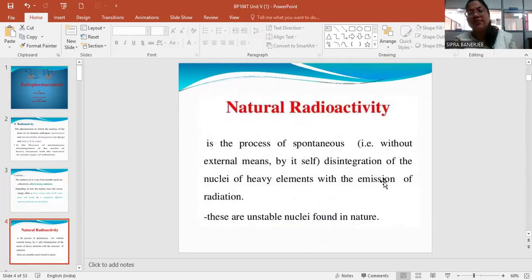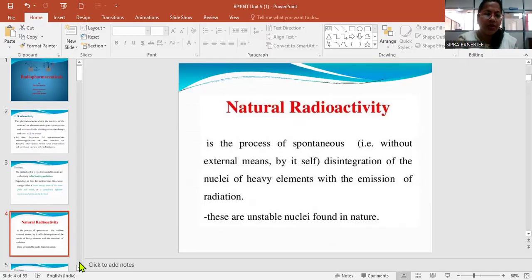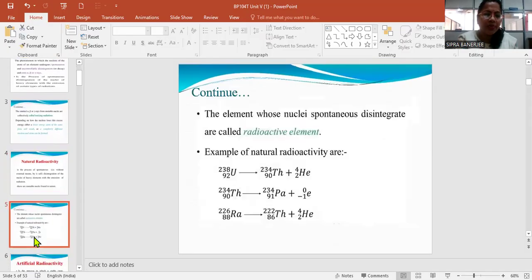So I'm going to the natural activity. Radioactivity is classified into two categories: one is natural radioactivity, one is artificial radioactivity. Natural radioactivity is a spontaneous process, that is, without any external means, the disintegration of the nuclei of heavy metals by itself with the emission of radiation. So they are unstable nuclei found in nature. Without any external effects, they are producing radiation. Okay. So this is an example of the molecules which show radioactive elements.